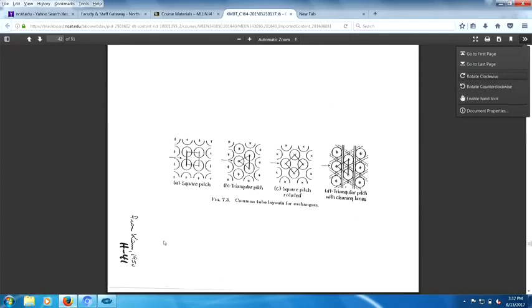I want to go clockwise, don't I? Yeah, clockwise. Which brings up square pitch. See the square? It brings up triangular pitch. Here's a square pitch rotated, and here's a triangular pitch with cleaning lanes. See, there's not really cleaning lanes in here.